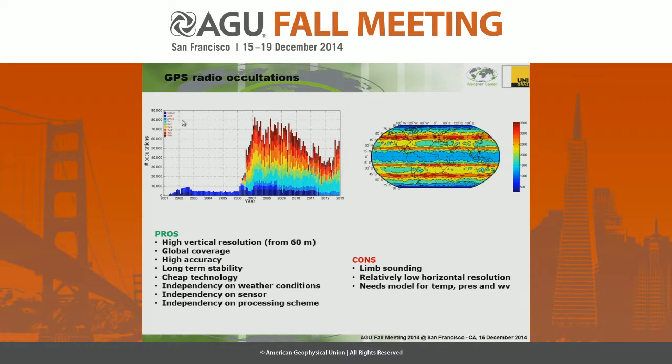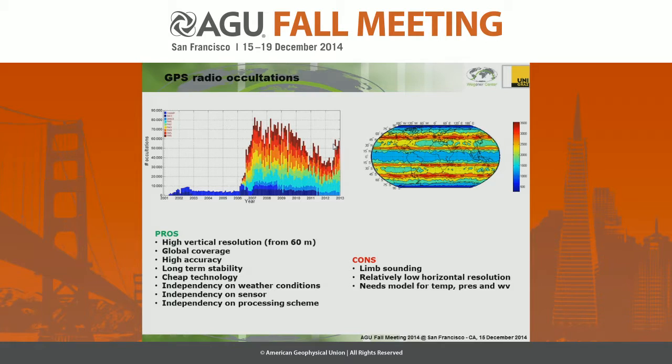There are a few missions ongoing now using GPS radio occultations. This is the number of occultations from 2001 to 2013. At the beginning, from 2001 to 2006, there were just 2 missions acquiring just a few hundred radio occultations a day. But then in 2006, there was a new network called Cosmic, which is an American network of GPS receivers. This is the reason there is a big increase in 2006. And this is still working.